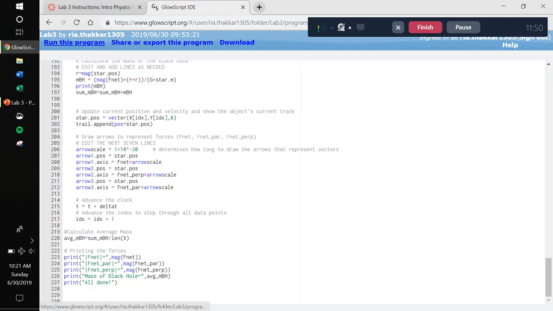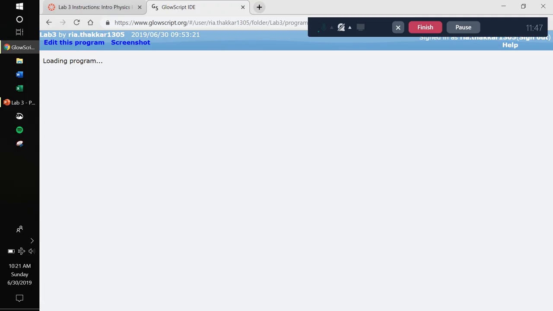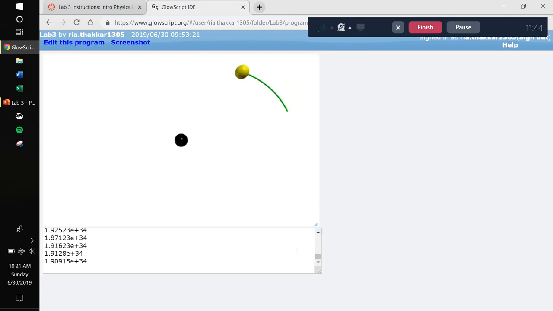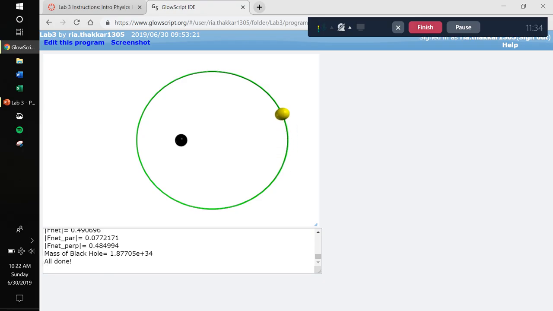And we can run this to see what it runs like. And here we can see all the mass values that are being calculated, and they're all fairly similar with a couple discrepancies due to the change in velocity. And so here we can see for F net, the value is 0.49. For F net parallel, we got 0.07. And then F net perpendicular, we got 0.484. And then the average mass of the black hole was 1.877 times 10 to the 34th, which makes sense in relation to the mass of the star, which was 2 multiplied by 10 to the 30th.